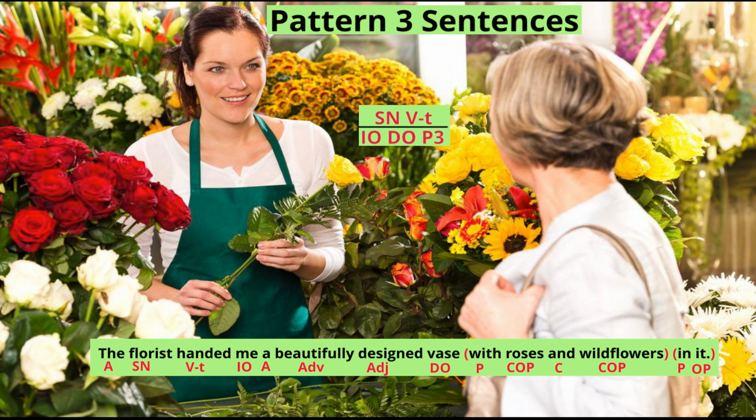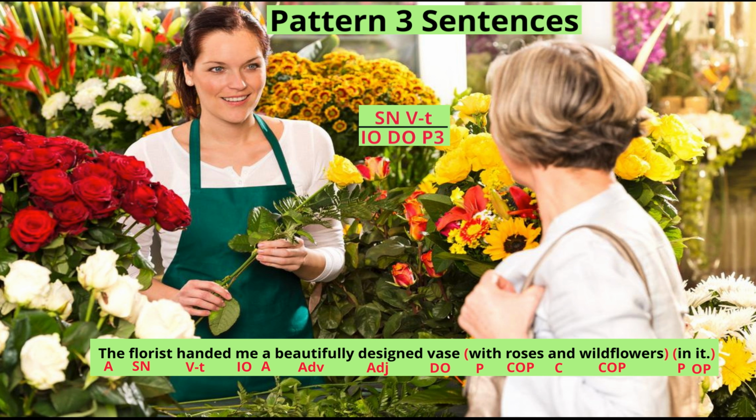With roses and wildflowers. Can you tell me what is that? That is a prepositional phrase. So with what? Roses and wildflowers. Both are nouns, right? So with will be the preposition. Here you have two objects of prepositions and they're connected by a conjunction and. So they'll become the compound object of the prepositions. Roses and wildflowers will be the compound object of the prepositions. Isn't it interesting? In it is also a prepositional phrase, in being the preposition and it being the object of the preposition.